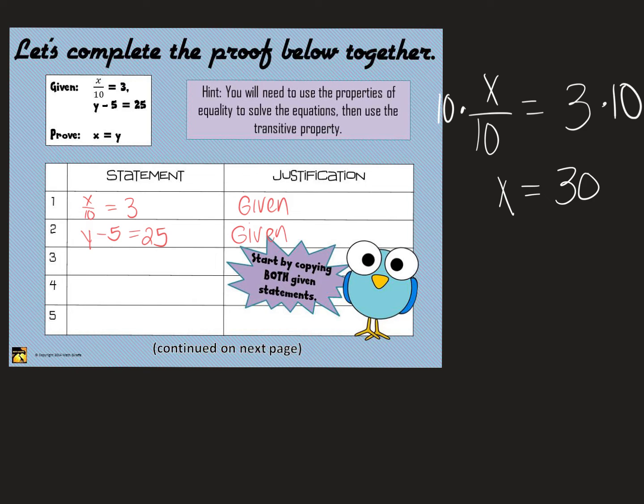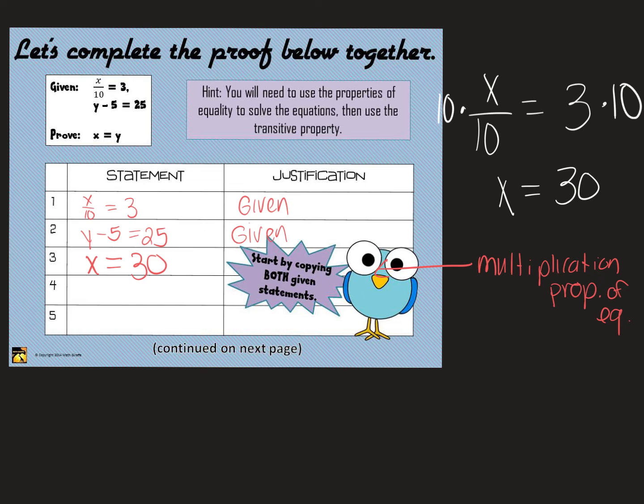So I'm going to write that in line 3. Okay, how did we get x equals 30? What did we do? What did I do to both sides? Hopefully you're saying I multiplied by 10, right? So we multiplied both sides, so that's our multiplication property. Our little bird friend here is in the way. So multiplication property of equality, right? So abbreviate it as much as you need to. Okay, so that's as far as we can go with that one.